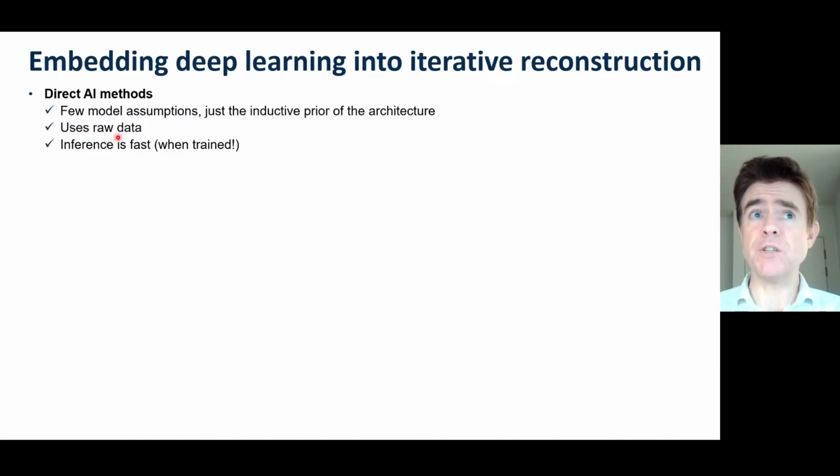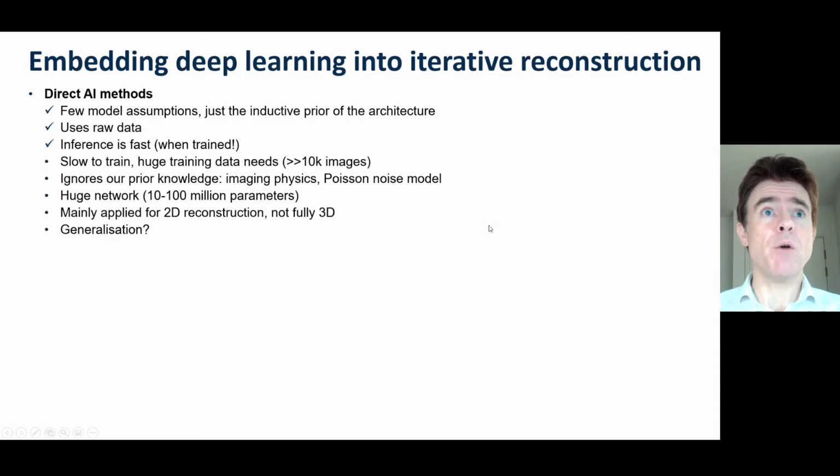They do use the raw data, and inference is very fast because once you've trained these up, you just put the sinograms in one side and out comes the reconstruction at the other end. However, they are very slow to train and they have very large training data needs, which is related to the size of the networks. Often 10 to 100 million plus parameters are required to define these architectures, and therefore correspondingly they also have high training data demands.